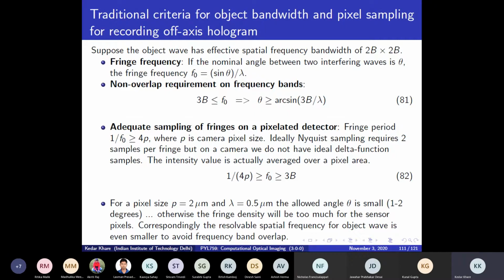This gives you these 2 conditions. So what is a typical pixel size on cameras today? It is about 2 micron to 5 micron. Let's say lambda is 0.5 micron in the visible. If you try to calculate this angle theta, you will see that in digital holography, if you try to record, this angle is actually quite small.